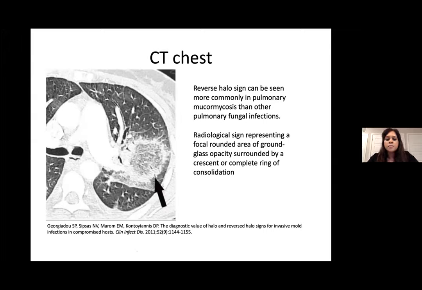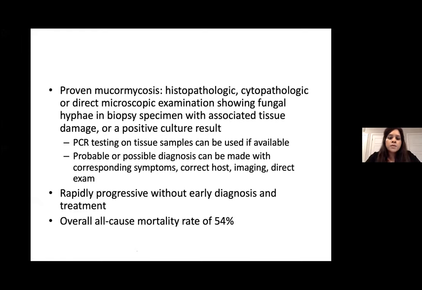You can also just see pulmonary nodules that evolve, but this is a little bit more seen in mucor over other pulmonary lung infections. So diagnosis-wise, proven mucor is really when you have actual histopathologic, cytopathologic, or direct microscopic examination of these fungal hyphae in biopsy, or you're seeing significant tissue damage with a positive culture result. Sometimes your labs are able to do PCR testing on tissue samples if it's available. Not all labs, I don't think, will have that capacity.